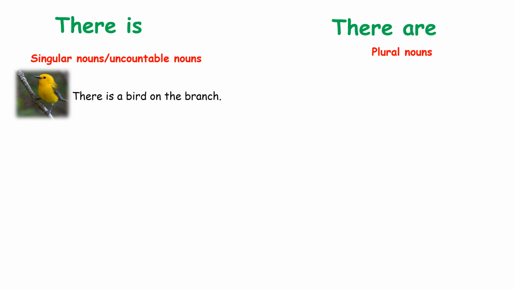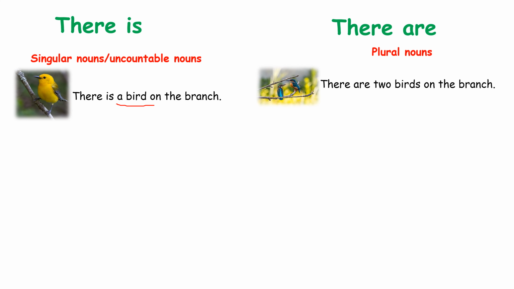There is a bird on the branch. Here, as you can see, we say there is because the noun is in the singular form, a bird, one bird. There are two birds on the branch. As you can see here, we say there are because here the noun is in the plural form, two birds.